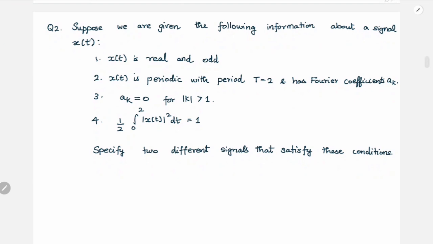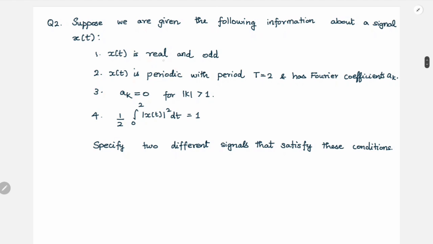Suppose we are given the following information about a signal x of t. Okay, what is the information? X of t is real and odd. Okay, x of t is periodic with period T equal to 2 and has Fourier series coefficients ak, and ak is equal to 0 for mod k greater than 1, and 1 by 2 integral 0 to 2 mod x of t whole square dt is equal to 1. So let us go ahead and see what each information conveys about the Fourier series coefficient. And we have been asked to specify 2 different signals that satisfy these conditions.